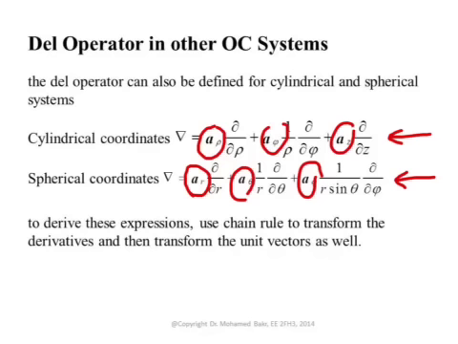So the first one means you differentiate the component or the vector, or whatever, or the scalar relative to the rho component, and this gives you a component in the rho direction, and so on for all the other components here.